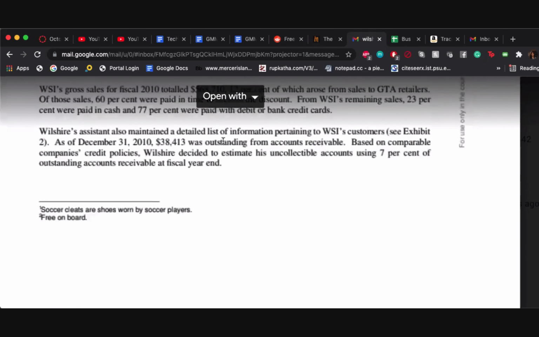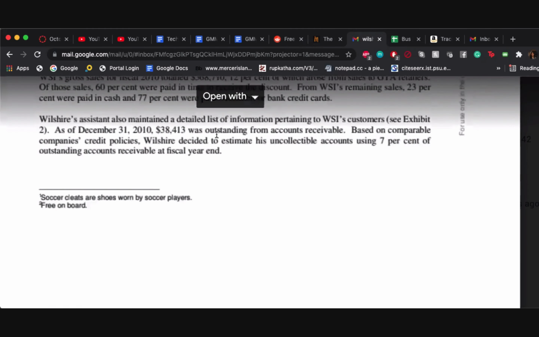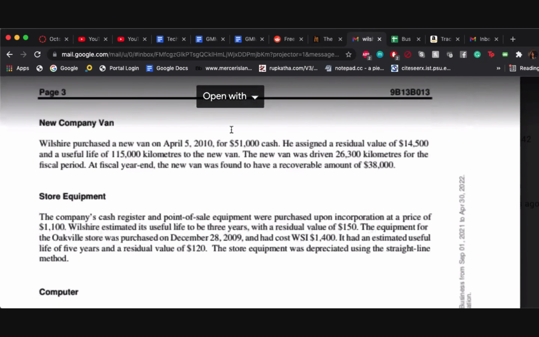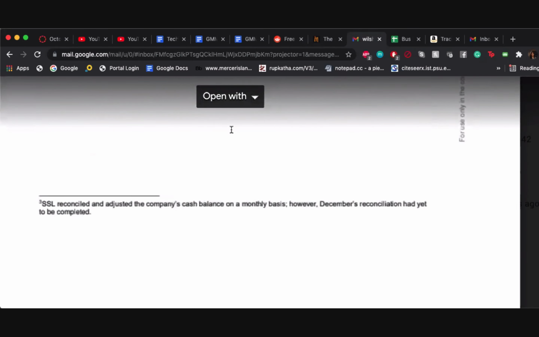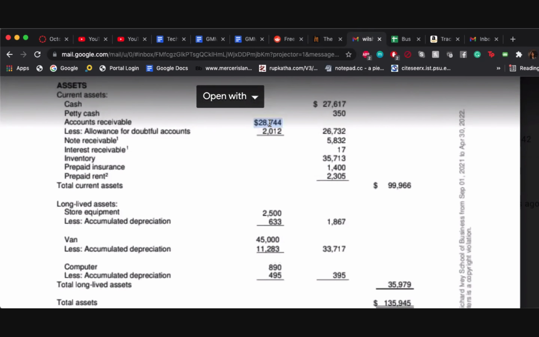Going to the exhibit, maintain a detailed list of information. See, exhibit 2 was outstanding from accounts receivable. So this means that the ending balance of our accounts receivable was 38 grand. So we go to exhibit 2. And when we see accounts receivable, we're going to go down to the balance sheet whenever they talk about anything outstanding, and we're going to look at accounts receivable, allowance for doubtful accounts. So we know that AFDA has this opening balance, so we're going to put that in right away.